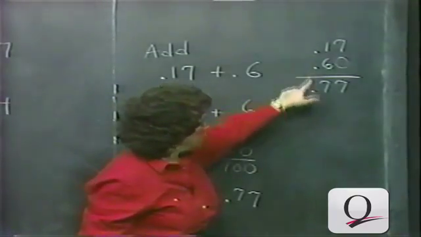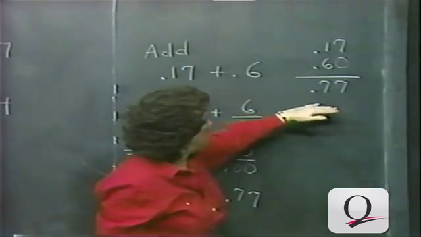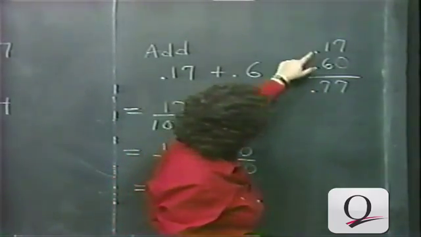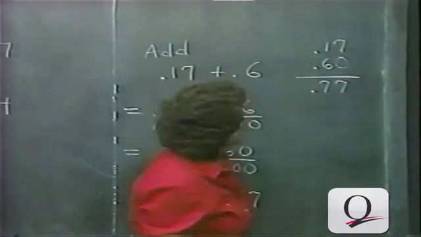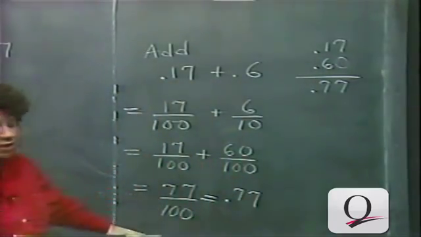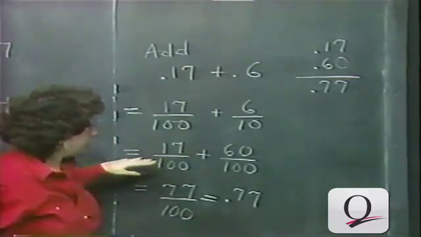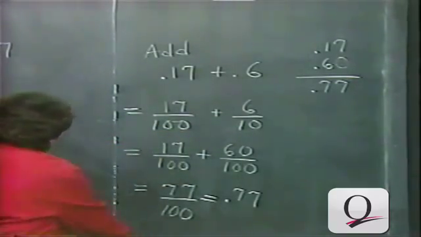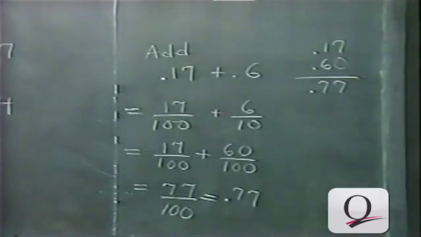You line up the decimal points, adding zeros if necessary, and then add them up, retaining the decimal point in the answer directly under these decimal points. And of course, you get the same answer as if you had changed everything into fractions and added according to the rules of adding fractions. Okay, let's jot down this basic rule, and we will proceed to try some more examples.